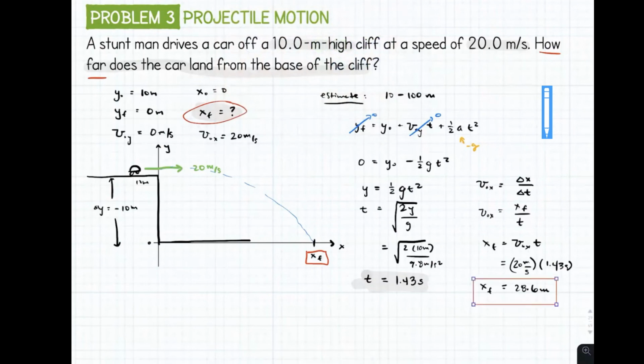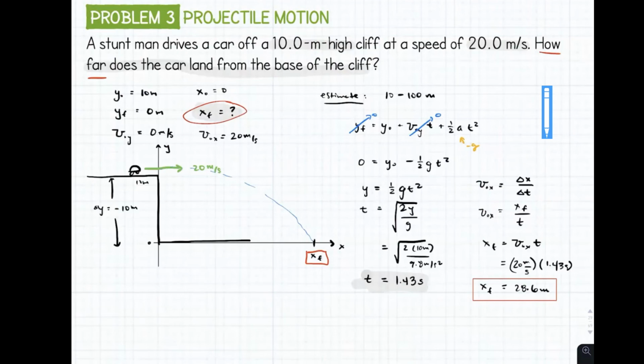Okay, so a couple questions. Does this work with what we estimated? Yes. Yeah, this is between 10 and 100 meters. So it's going to be on a cliff, the height of like 33 feet, that's 10 meters. It goes 40 miles an hour off that cliff, and it travels about 29 meters, okay? Which should make some physical sense if you've seen a movie where something drives off a cliff.